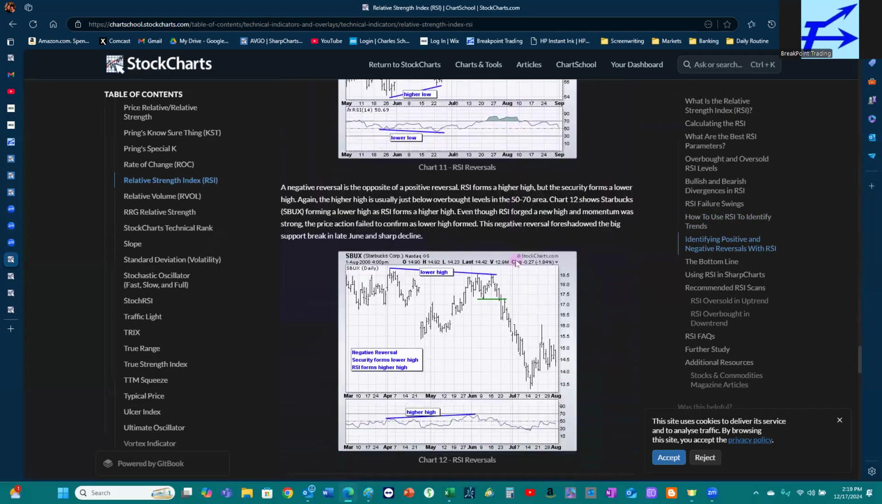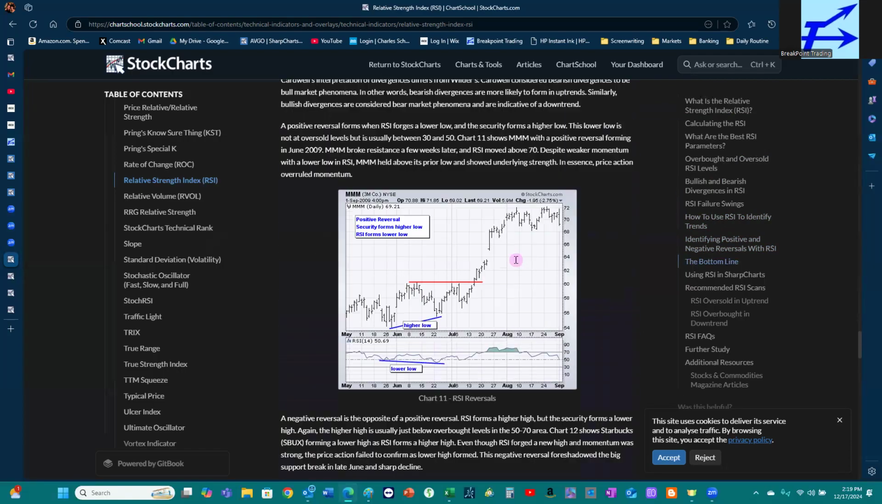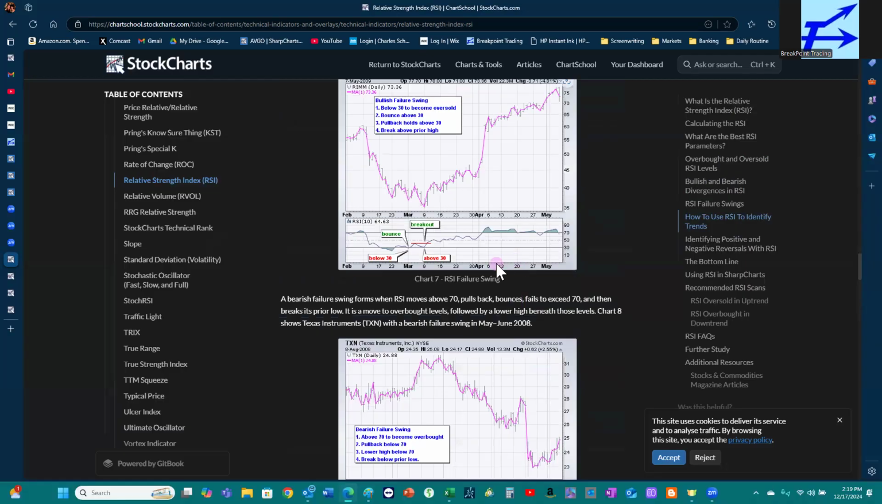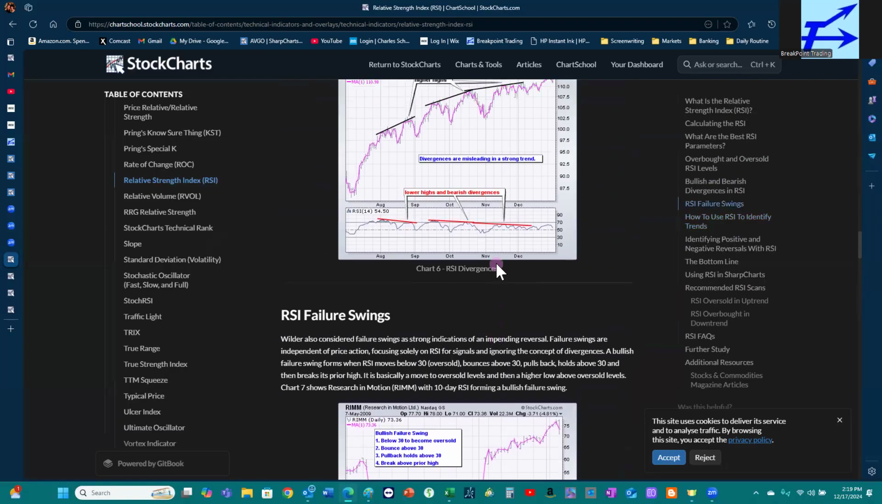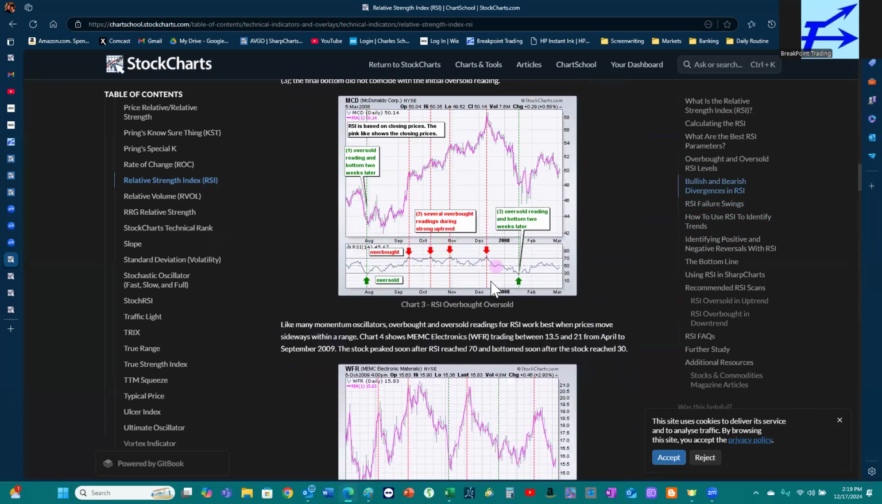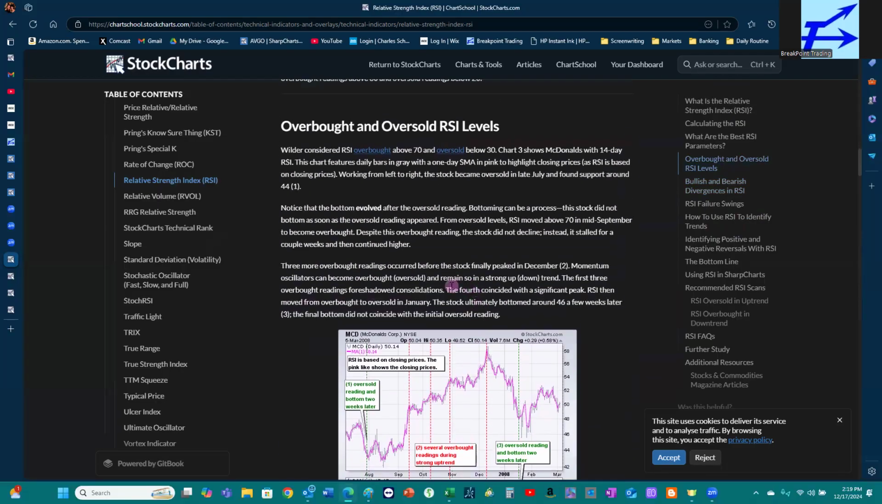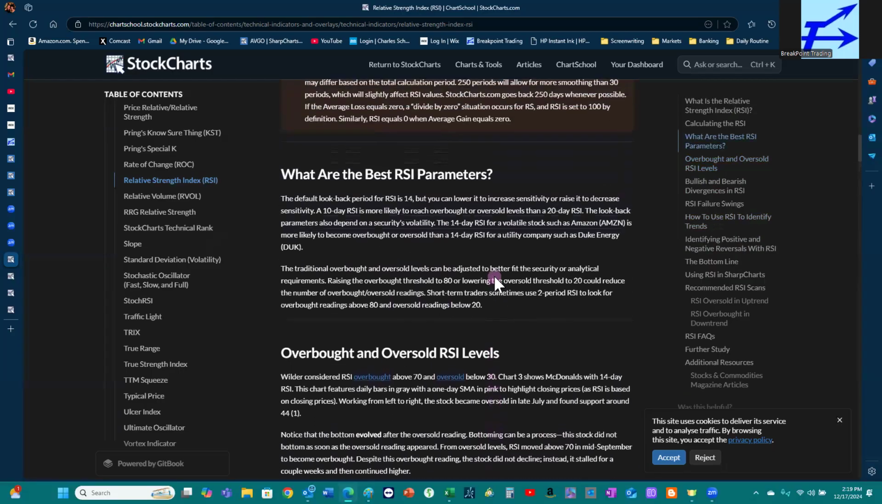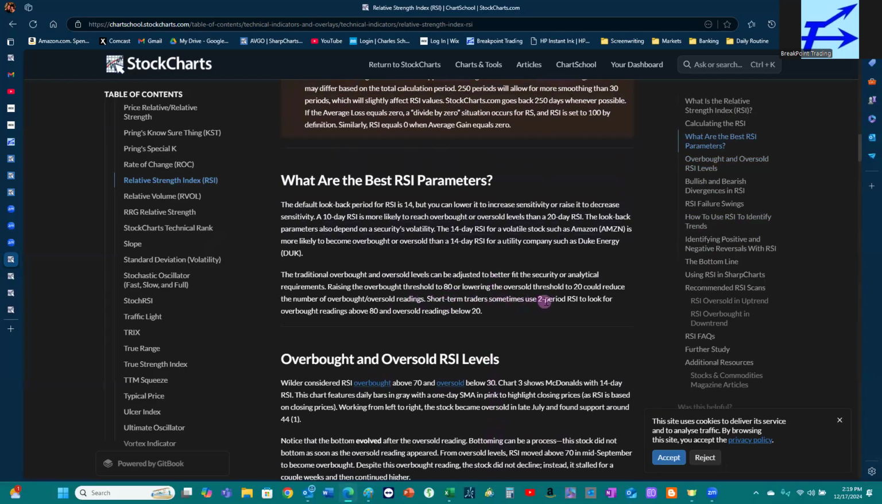Positive and negative divergences, I talked about that. There's also another way that you can use this on a much shorter term basis, which I think is talked about in here, if you want to read through this with more detail. And that's, instead of a 14-day look back, use a 2-day look back instead, right here. So short-term traders sometimes use 2-period RSI to look for overbought readings above 80 and oversold readings below 20. Now, I want to stress that this is for short-term traders, and I'm talking about a couple of days to a week at the most.